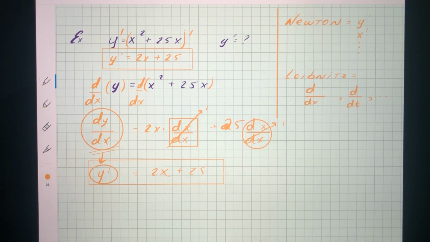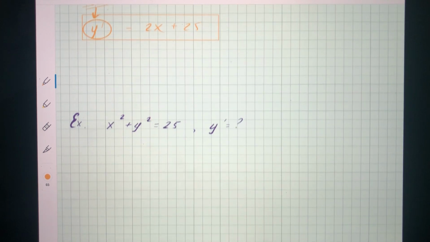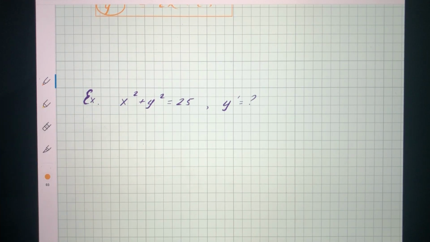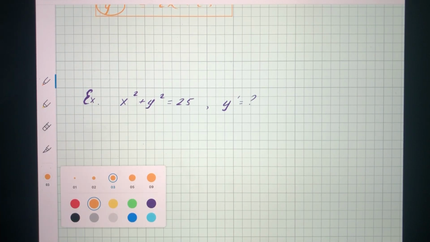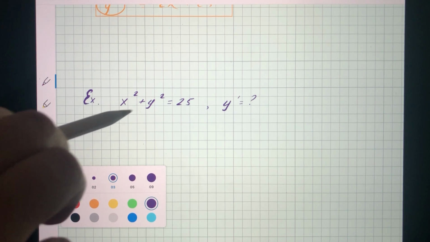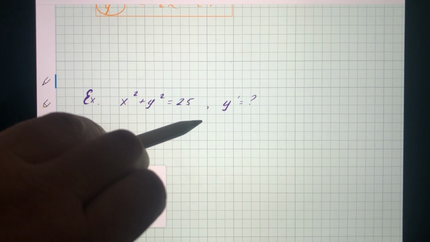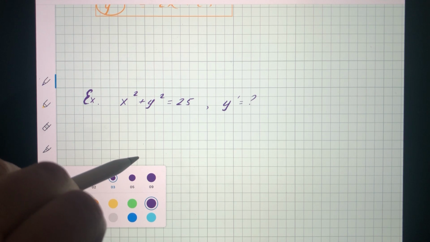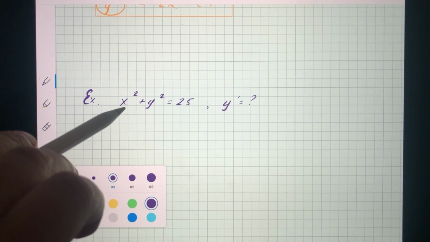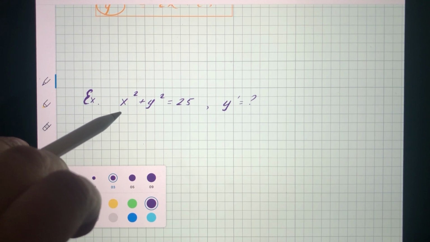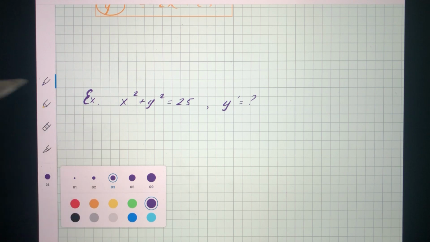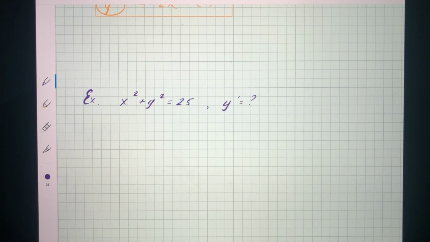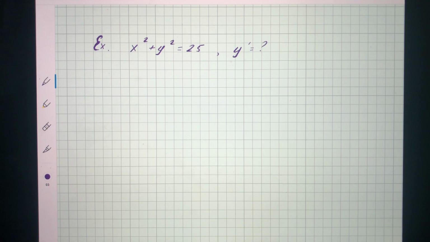Now let's look at a different example. This example was solved for the y. The next example is the equation of a circle with radius of 25. It can be solved for the y because we can move the x squared to the other side and take the square root of both sides. We'll have two functions to work with, but it can be done. We could also use implicit differentiation to find the derivative and not solve anything for the y. So let's use implicit differentiation in Leibniz notation to solve this. We will then do it in Newton notation to show how that works.